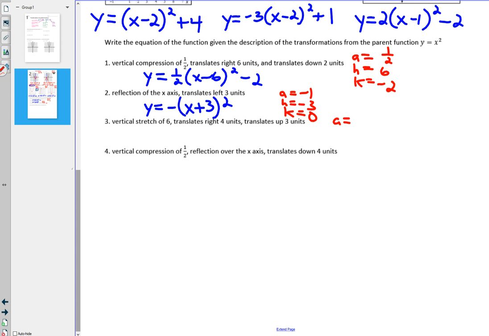Okay, say that again. Okay, good. Yeah, vertical stretch of 6, A is 6. Good. To the right 4, yes. Very good. Up 3, positive 3. If I substitute that in, that would be y equals 6 times (x minus 4) squared plus 3. If that's something different, let me know.